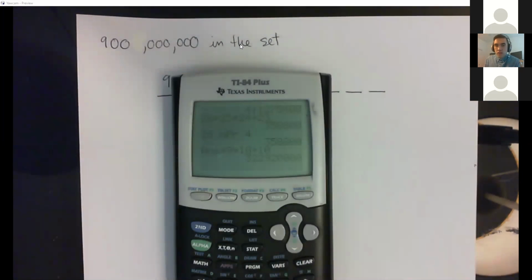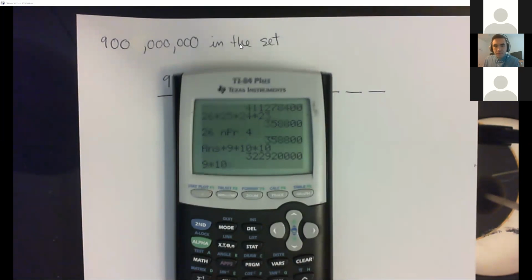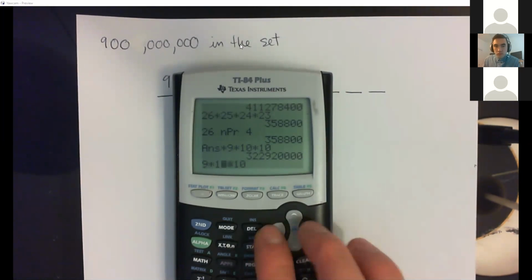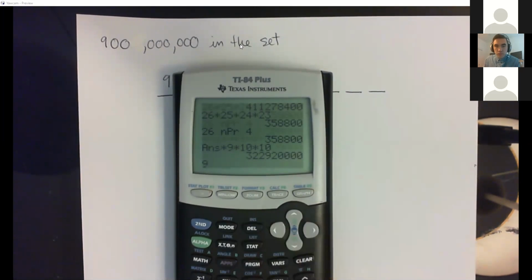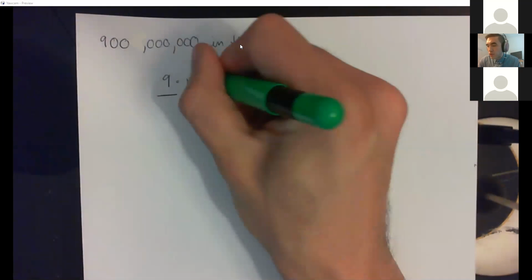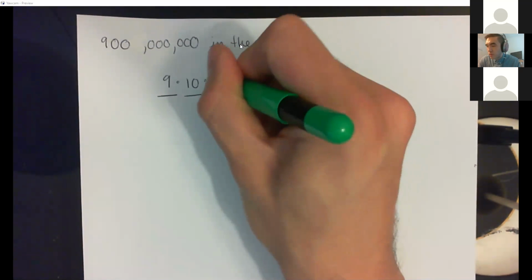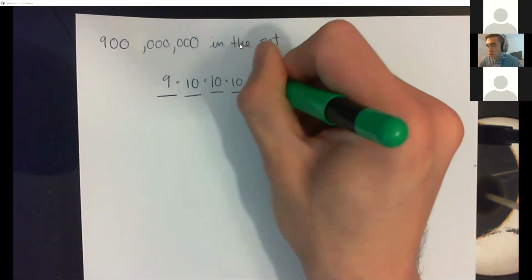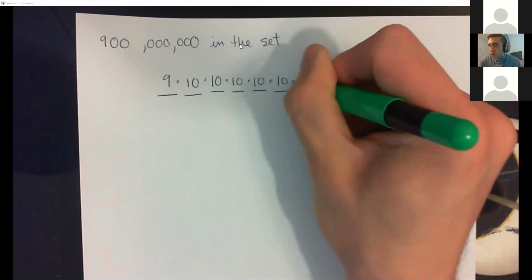So that is to say that it's going to be 9 times 10 times 10. Oh, I'm sorry. This way. 9 times 10 once, times 10 again, times 10 again, and so on, right? So the thing that produces a combination of 900 million different numbers in the list is the number of digits that are in any given number.